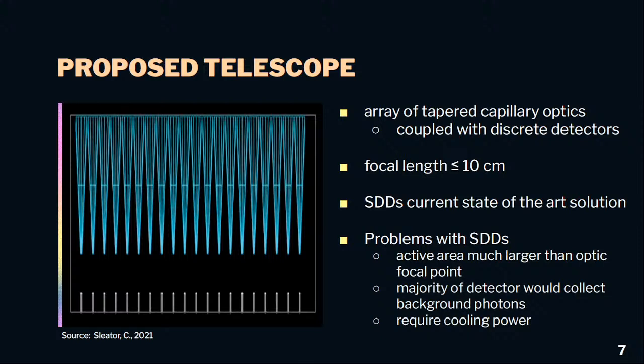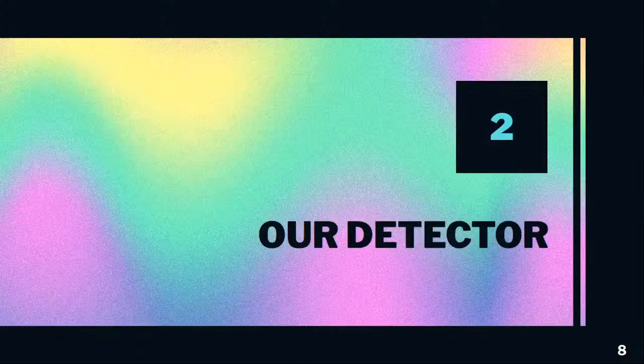So what my group is proposing is a telescope that has an array of capillary optics, each with discrete detectors, with a focal length of about 10 centimeters. Currently, the silicon drift detectors are the state-of-the-art solution to this, but we have some problems with them, such as their active area is a little too large for what we want, and the majority of this will collect just background information, not actually what we're trying to look at. They also require quite a bit of cooling power with the amount that we need for this telescope. So that leads us to our detector.